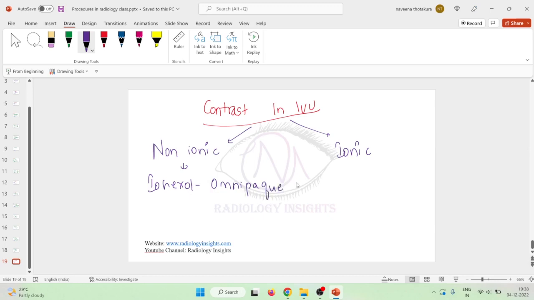In ionic contrast media, we have either iodine, or meglumine iothalamate, or diatrizoate. These are the ionic contrast media.